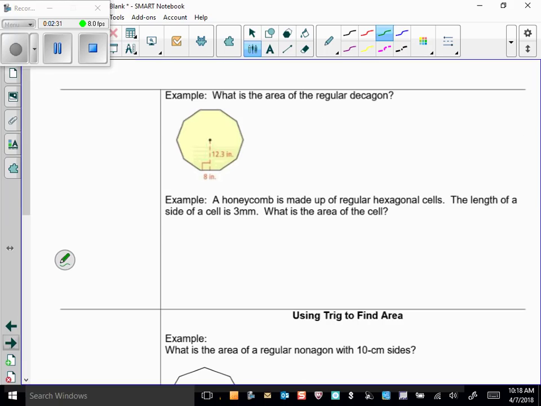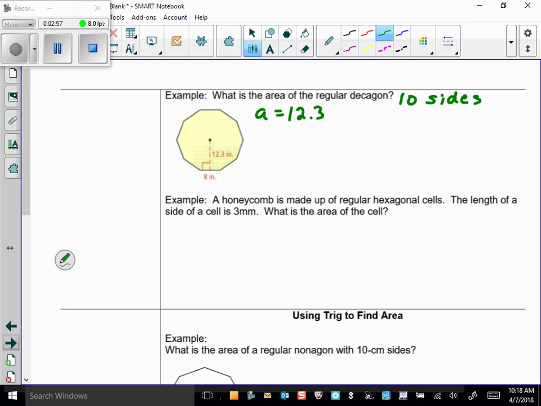What is the area of the regular decagon? Okay, so what do we have here? What are we given? So we know a decagon has 10 sides. We know because of our theorem that we just learned, we need the apothem, but luckily they've given us the apothem. I don't really appreciate that it's a decimal, but I took this problem right out of the book, so that's what we're going to use.